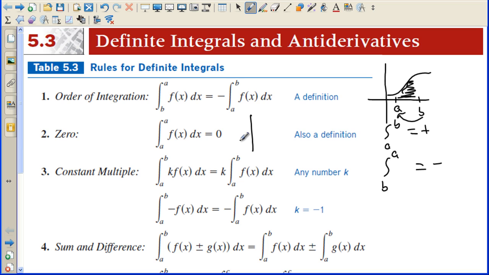Well, imagine having a rectangle from a to b. So if you integrate from a to b, there's a rectangle. But if you integrate from a to a, there's no rectangle, it's just a line. There's no area with a line. So if you integrate from 5 to 5, there's no area there. The answer is just 0.